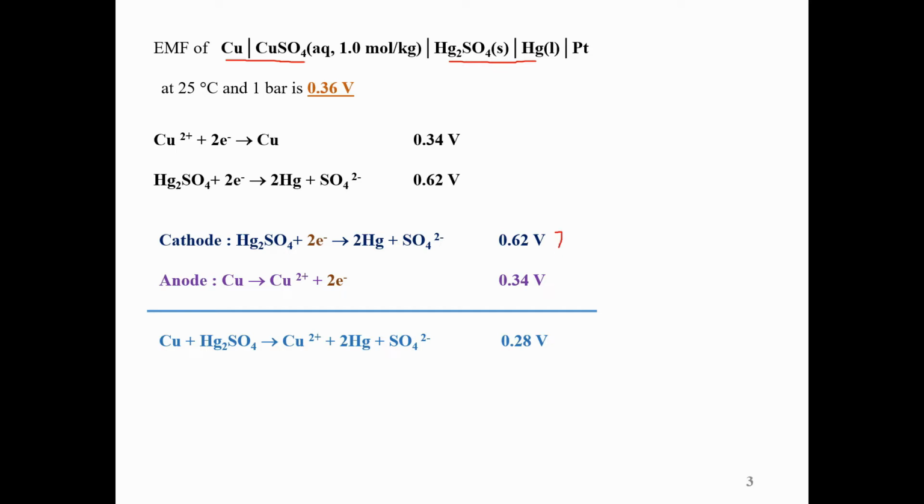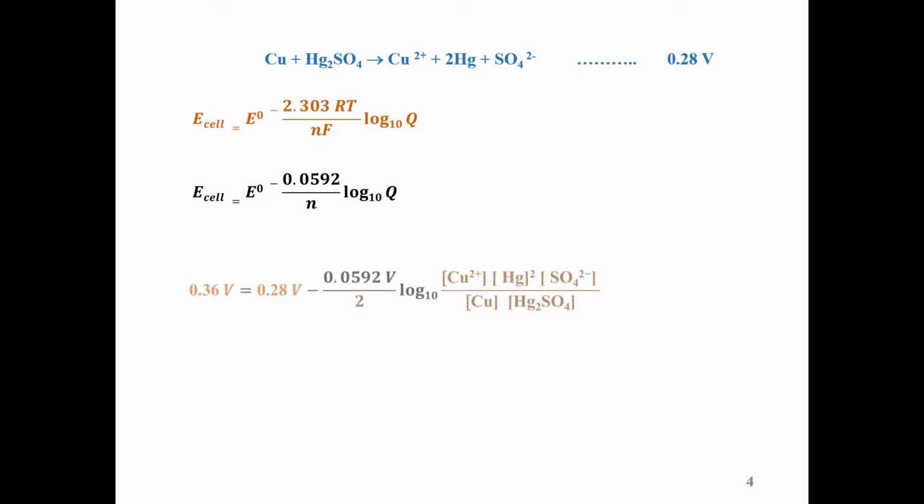The overall cell potential will be the reduction potential of the cathode minus the reduction potential of the anode, that is 0.28 volt. Since the reduction potentials are already given in the question, we don't have to worry about changing the signs. We can directly subtract. So now we have in our hand E0 equal to 0.28 volt, E cell equal to 0.36 volt.